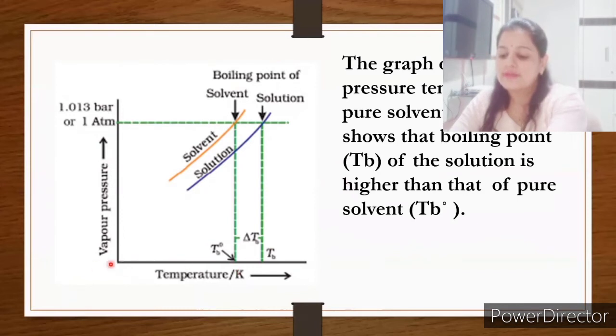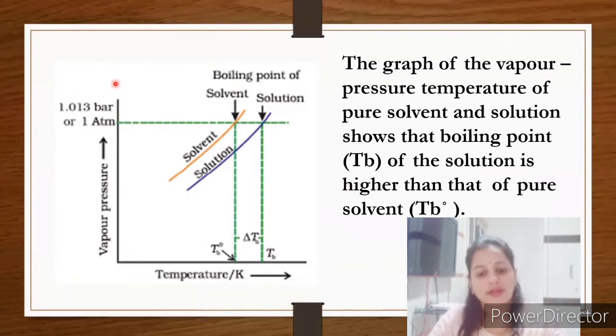Okay, so let us see it in graphical form. If I plot a graph between vapor pressure and temperature, on the x-axis I have taken temperature and on the y-axis I have taken vapor pressure. This is the vapor pressure of the pure solvent. Suppose this value is 0.5, going up to 1 atmosphere. So this is the vapor pressure of the solvent, and this is the vapor pressure of the solution.